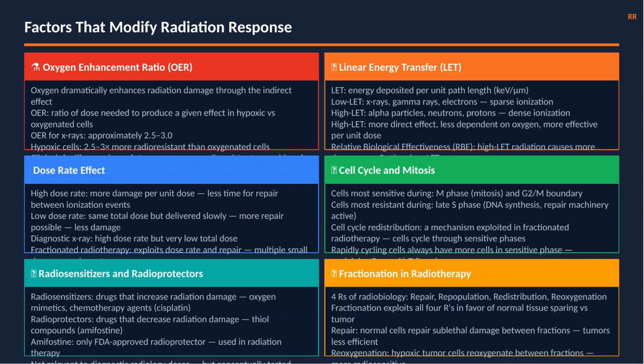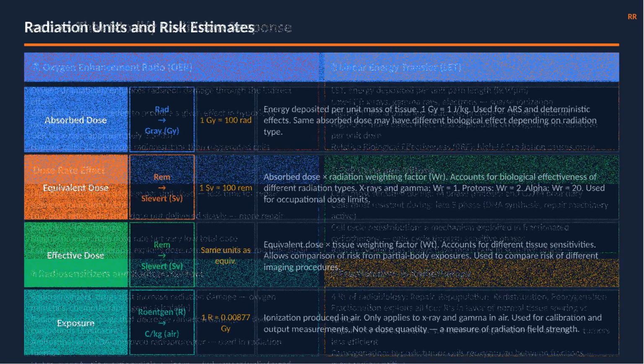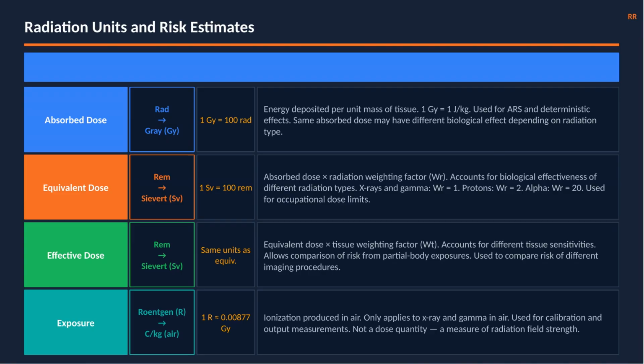In fractionation and radiotherapy, the 4 R's: repair, repopulation, redistribution, reoxygenation. Fractionation exploits all 4 in favor of sparing normal tissue while killing tumor. Not relevant to diagnostic imaging, but conceptually tested. For radiation quantities, know all 4 cold.